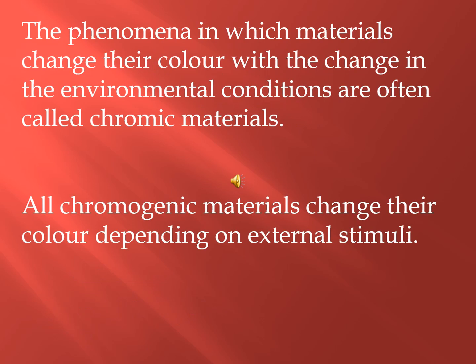Now, what do you mean by chromogenic materials? Actually, chromo means color. There are some materials which are able to change their color with respect to the changes in the environmental conditions, and they are known as chromogenic materials. Chromogenic materials in general change their properties with respect to their external stimuli.